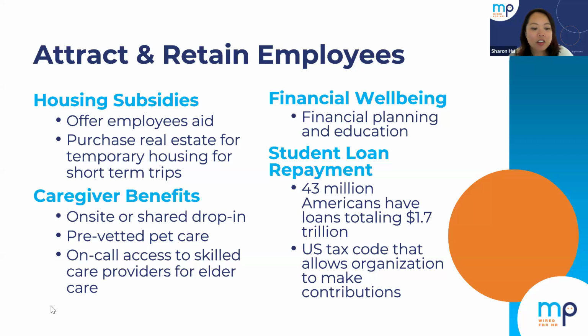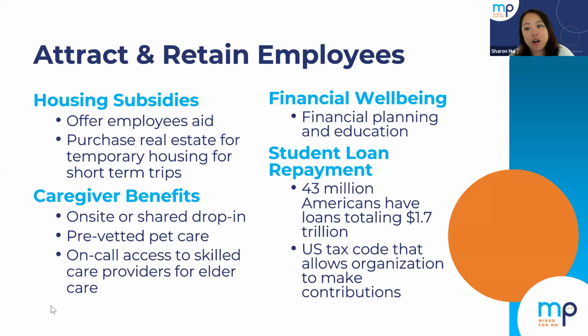And lastly, on-call access to skilled care providers for elder care. Like children, elder care is a growing concern for many of us in this generation. So it is important that employees feel they're supported and that they don't need to worry about whether or not their elderly family members are going to be taken care of while at work. So having some on-call service to rely on is very beneficial for those employees that need it.